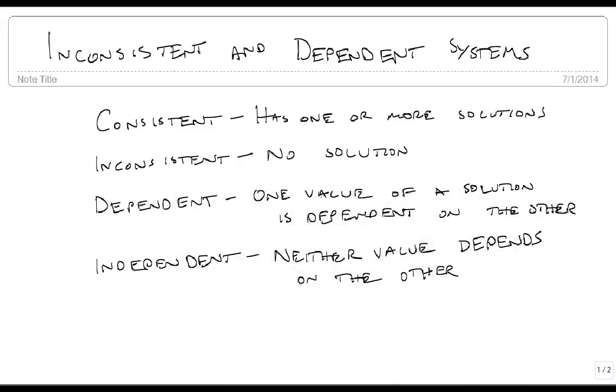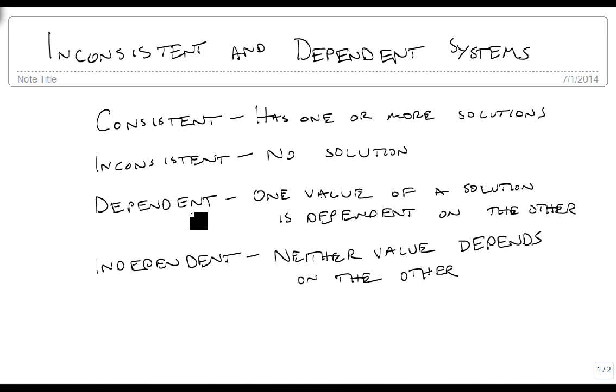We are now going to talk about inconsistent and dependent systems. Before we do that, though, we want to give you a good understanding of what it is that we're talking about. So we have some definitions. Consistent means that a system has one or more solutions. It could mean they meet in one point, or it could mean that they're the same line. Inconsistent, however, means that there are no solutions. No point makes both lines true at the same time.